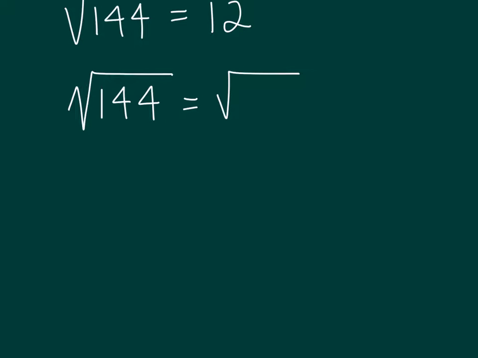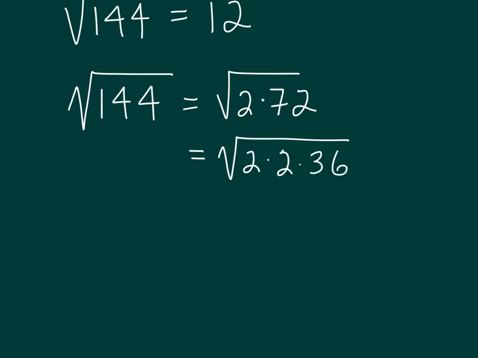We know that 2 goes into 144 because it's an even number. So I might just break that down into 2 times 72. And what I'm doing now is not looking for a perfect square. This method is looking for pairs of numbers. I don't have any pairs of numbers, but I know that 72 can be factored into 2 times 36. And suddenly, notice, I have a pair of 2's.